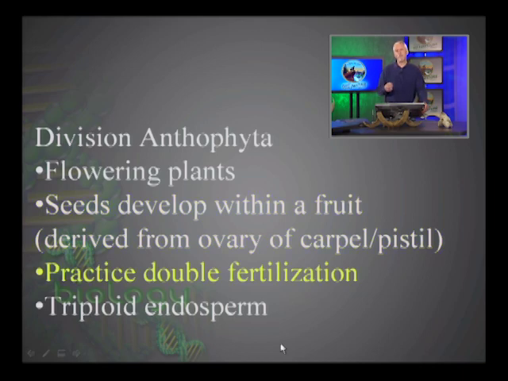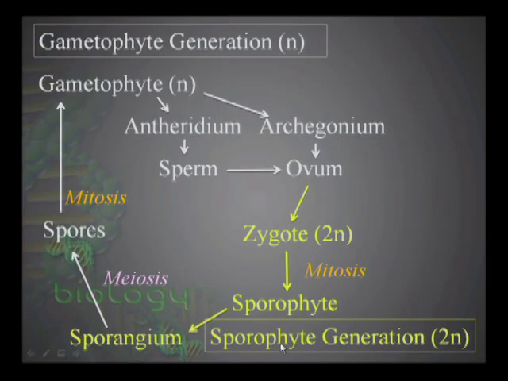Flowering plants also practice something called double fertilization that we'll get to in a second. And another way of defining double fertilization is that their endosperm is a triploid endosperm. So instead of a haploid endosperm, they have a triploid endosperm. So we're still going to be working within our general life cycle here, but again, we're going to be interested in the nuances that make the flowering plants unique.